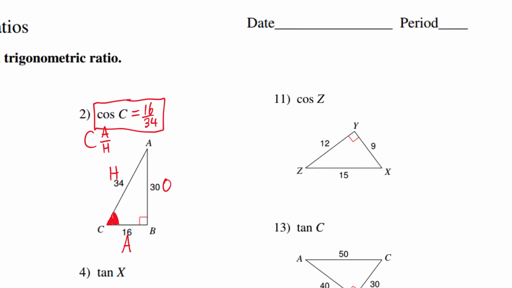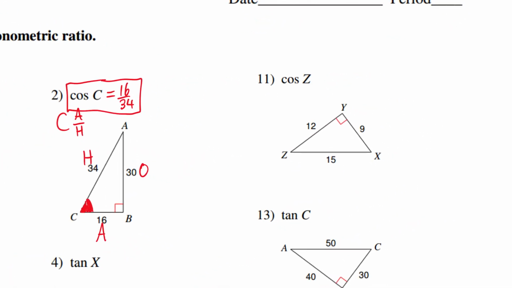I did this kind of weird. I kind of put that up here. So we're going to go ahead and do this one. This is number 11. So this one says cosine of angle Z. So first thing I'm going to do is shade in angle Z.